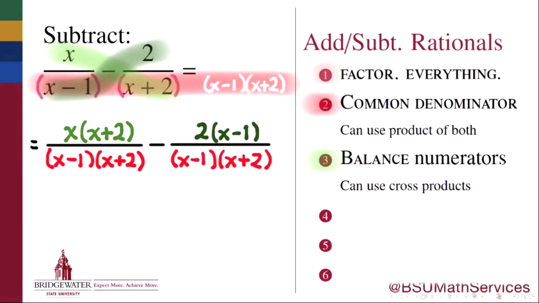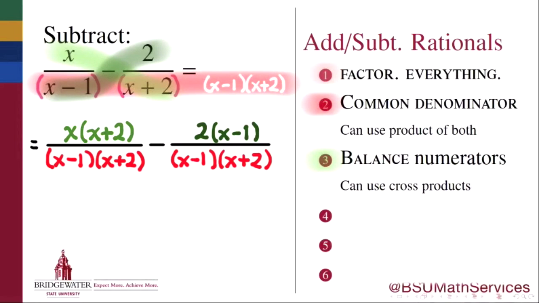This is probably the trickiest step in the process of adding or subtracting rational expressions. So it's worth your time to look back at what was done right here and make sure that you're comfortable with this process, because this is the step, I believe, where it's easiest to commit small errors that will lead to an incorrect answer down the line.